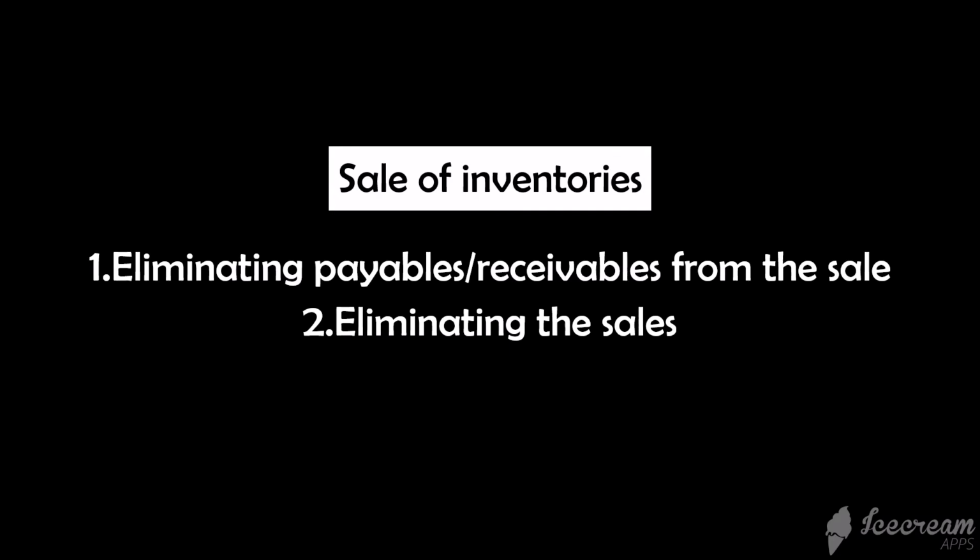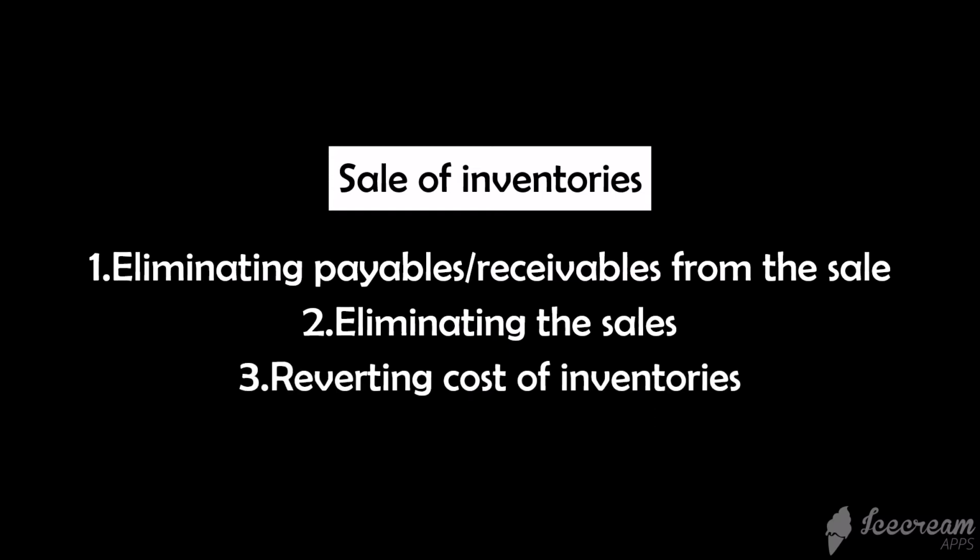Companies will usually sell their inventories above cost. If it is a transaction between companies of the same group, the sales will inflate the cost of inventories, which we need to revert back to the original cost purchased by the seller in the group financial statement. Let's see how this works.